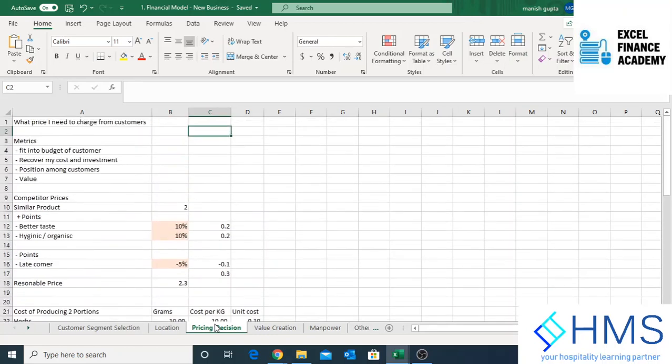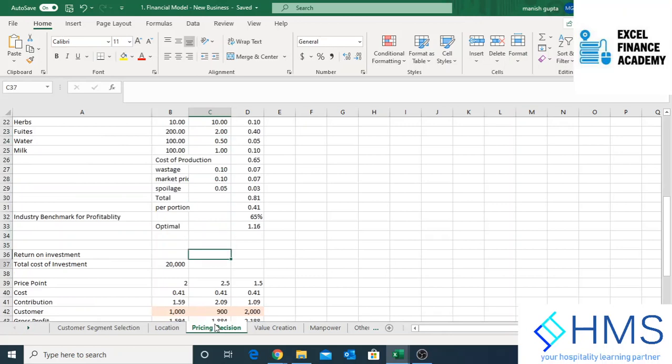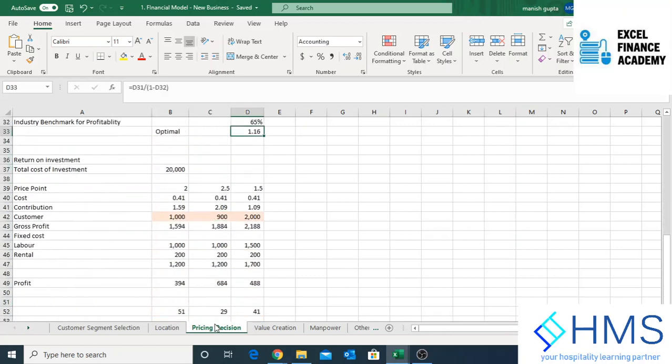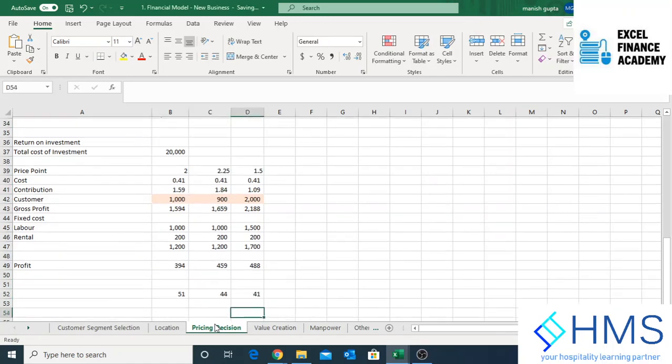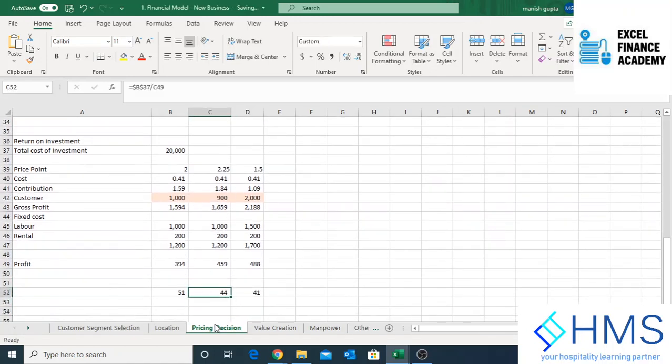So when your price at local market suggested is 2.3 and your optimal price compared to the benchmark is 1.16, you may want to try at 2.25 maybe, because if now the market is different, your investment will come faster at 1.5, because you are going to get a much higher customer base at this price point. So it's up to you how you want to make the customer.